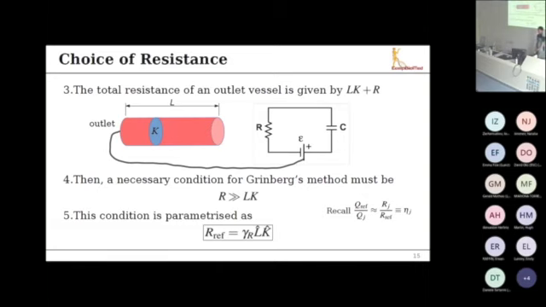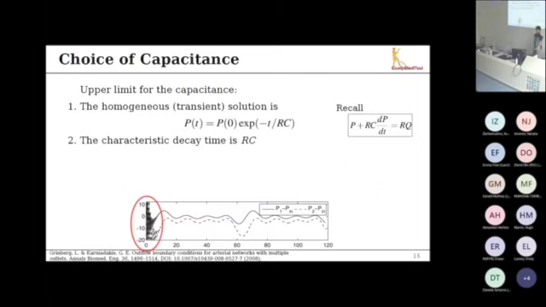As I mentioned, we don't know how large the resistance should be. So we use a parametric approach, and we introduce the parameter gamma R, which is a scaling factor of this Lk. And we will vary this parameter in a range. Similarly, for the other model parameter, capacitance, we do some analysis. Back to the dynamics of the two-element Windkessel model, the RC model, we find the homogeneous or transient solution. And the characteristic decay time is given by the product RC.